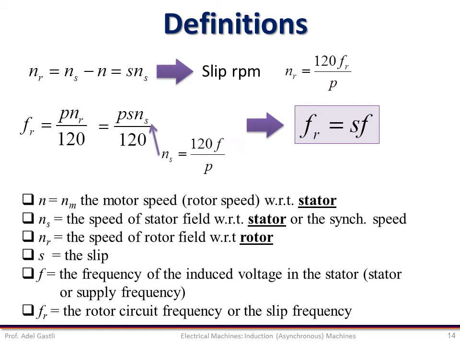It should be noted that both the stator field and rotor field always rotate at the same speed with regards to the stator. This speed is called the synchronous speed, while the speed of the fields with regards to the rotor is the slip speed NR, which is also equal to S NS.